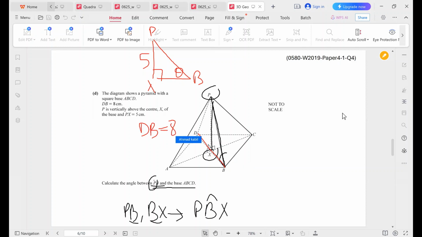So XB is equal to half of DB, which is equal to 4. So therefore, we just put 4 here. We don't need to do Pythagoras or anything. We just do tan theta equals 5 over 4. So theta equals shift tan 5 over 4. And this gives us 51.3.